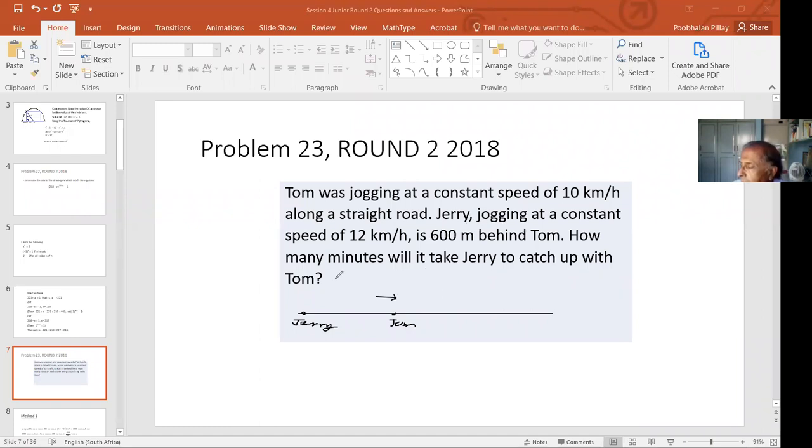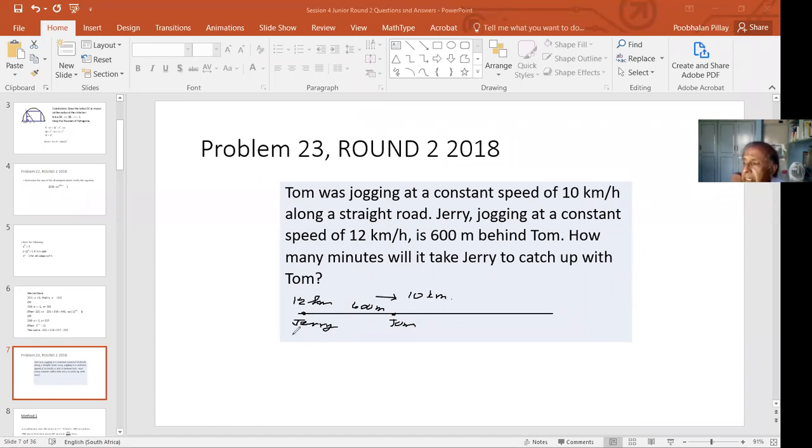Anyway, he is traveling at 12 kilometers per hour. And Tom is traveling at 10. Okay, so this cat is trying to catch hold of the Tom. Now they are 600 meters apart. Okay, that's what they say. Now, how many minutes would it take Jerry to catch up with Tom? Obviously, he's going to catch up because he's traveling at a faster rate than what Tom is. So how long would it take to cover the 600 meters?